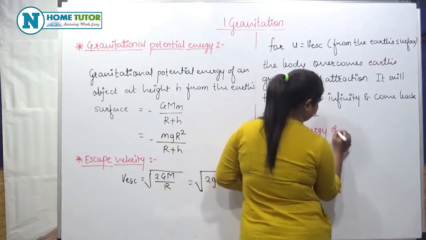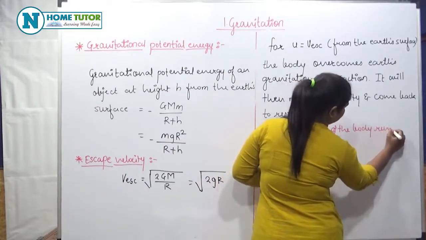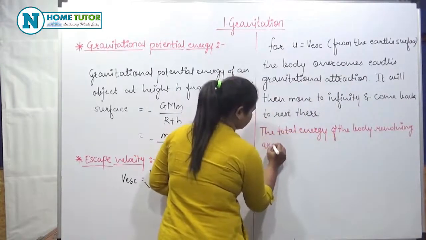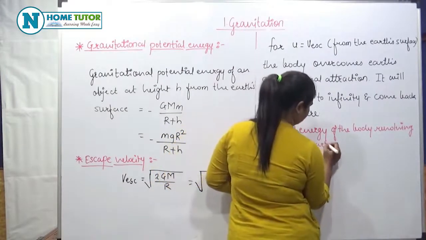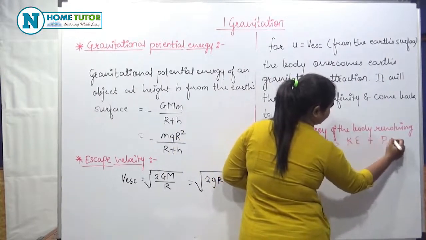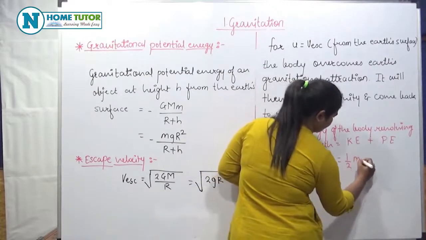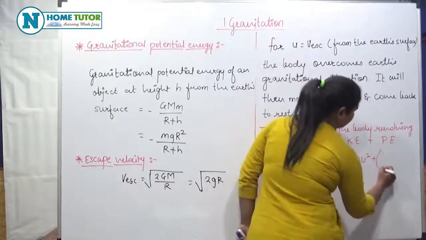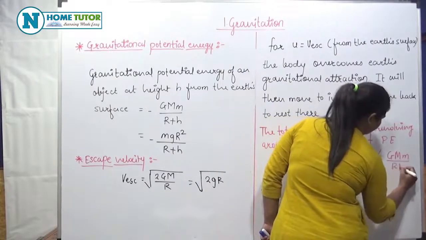Now the total energy of the body revolving around the earth is equal to kinetic energy plus potential energy. So we know the formula. Kinetic energy is 1/2 mv square plus potential energy is minus GMm upon r plus h.